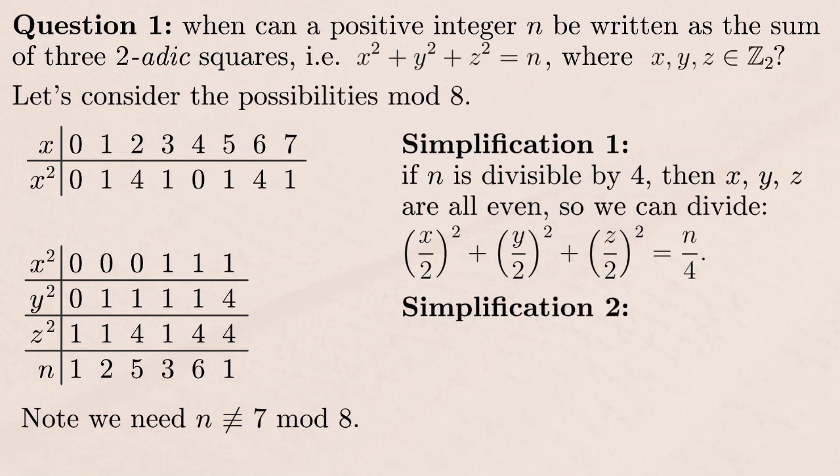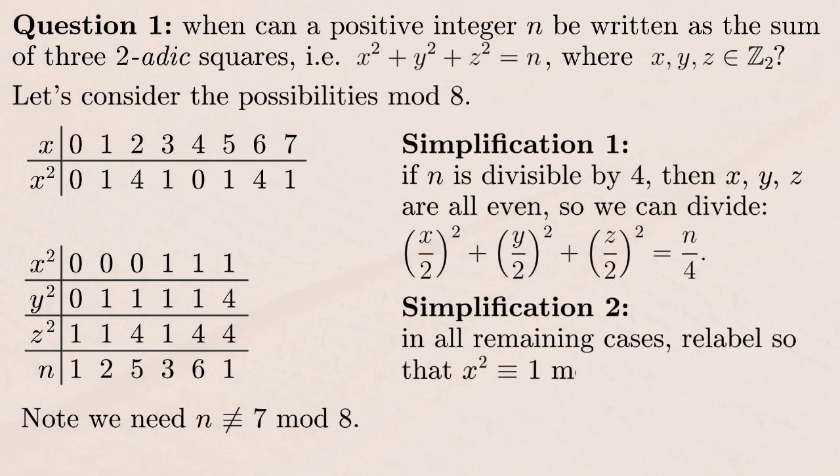Secondly, all of these remaining columns have a 1 in them, and in all of these cases it will be helpful to relabel our variables so that x squared equals 1 mod 8. So let me just swap these numbers around.